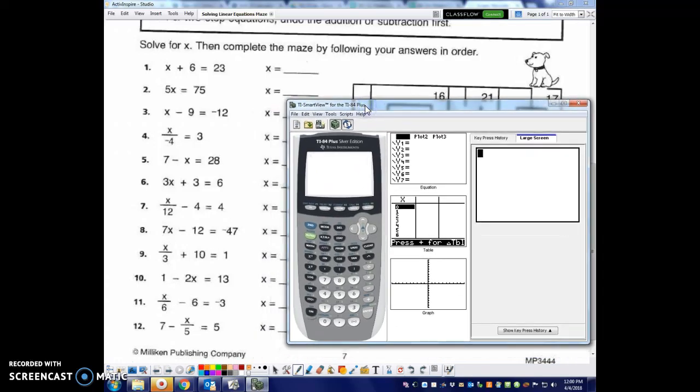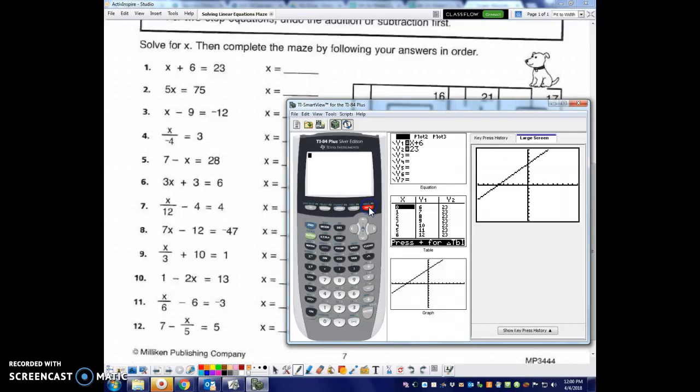Okay, so number one, we have x plus 6 equals 23. So you can go to y equals, type in this side into y1, x plus 6, and in y2, type in this side, 23. Graph it. Then you hit second trace 5. Enter, enter, enter.